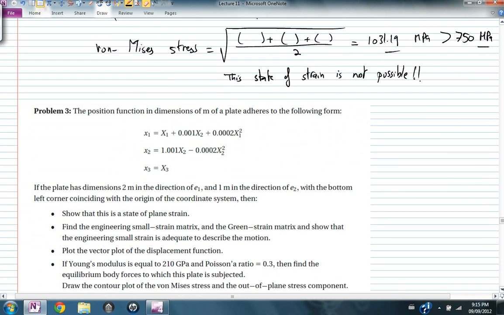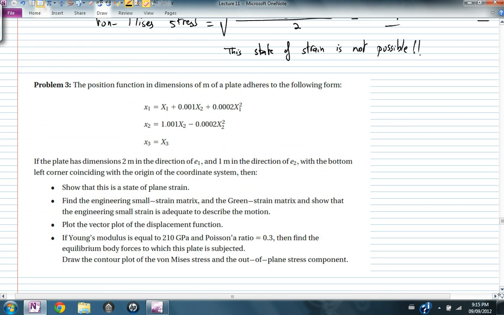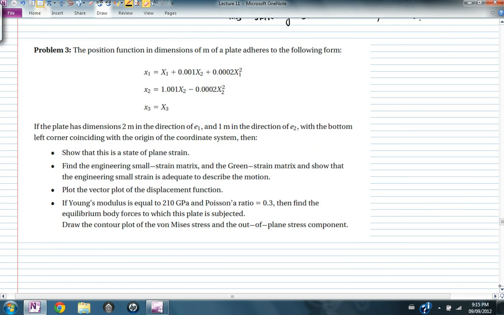In the third problem, we have a plate that has dimensions 2 meters and 1 meter. And the plate looks like this. It has 2 meters in this direction and 1 meter in this direction. This is E1, this is E2. And the bottom left corner coincides with the origin of the coordinate system.